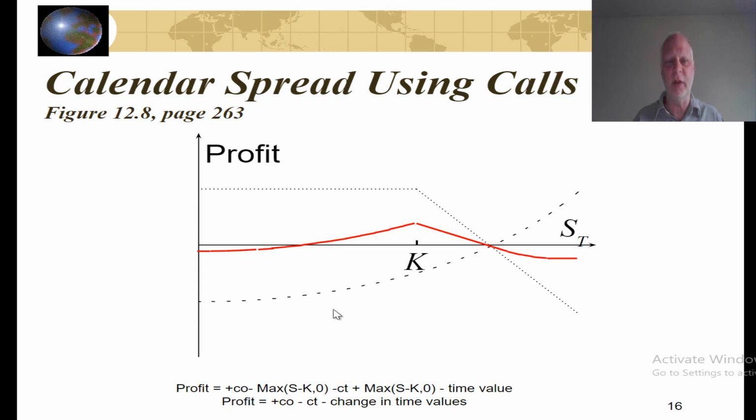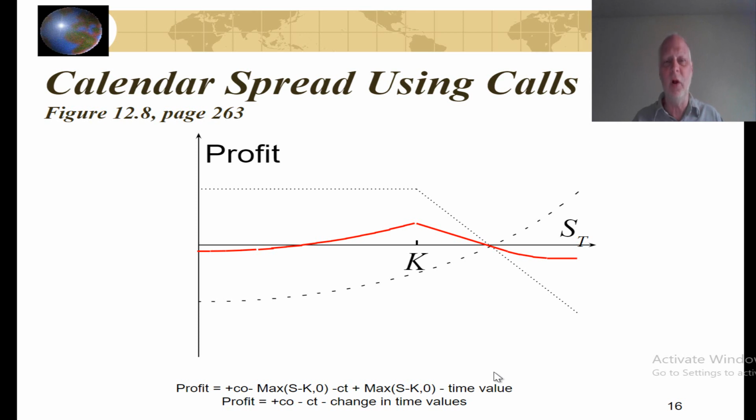long expiration date. So the payoff right here on the day of expiration of the short call is plus C naught minus maximum of S minus K comma 0. And then here is still the value of the long call, the minus CT you have paid for it, plus the payoff of max S minus K comma 0 minus the remaining time value.